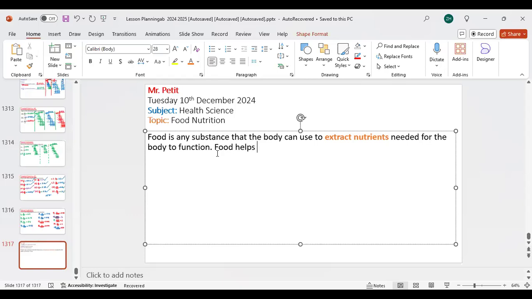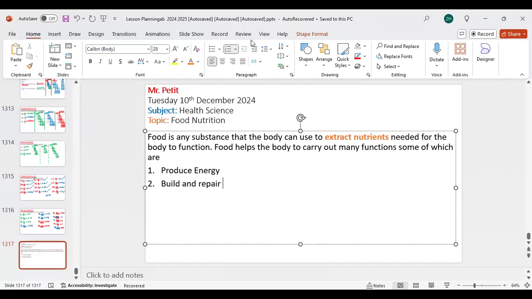So food helps the body to carry out many functions, some of which are, number one, produce what? Energy. Number two, build and repair what? Build and repair what? Come on, build and repair what? Cells. Cells, very good. Cells.